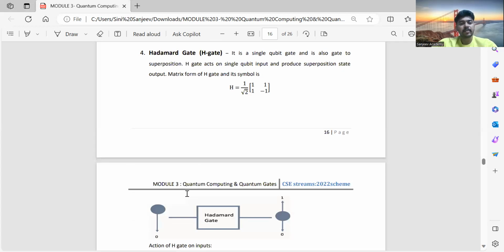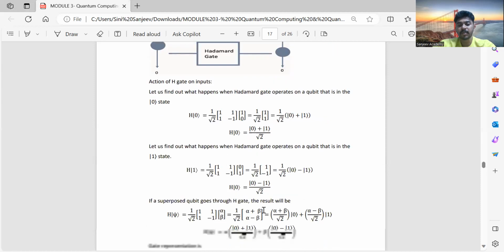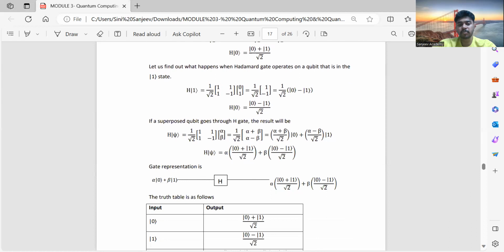Again, coming to this, we got the operation 1 by root 2 times 1, 1, 1, minus 1. So first H of 0 multiply with what? 1, 0. I'll be getting |0> plus |1> by root 2. If I put H of 1, instead of this plus, minus will come: |0> minus |1> by root 2. And if it is a superposed qubit, that is nothing but 1 by root 2 times the matrix, just put the matrices alpha and beta here. I'll be getting alpha of (|0> plus |1>) by root 2 and plus beta of (|0> minus |1>) by root 2.